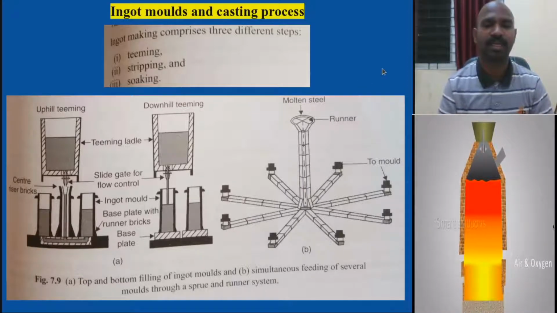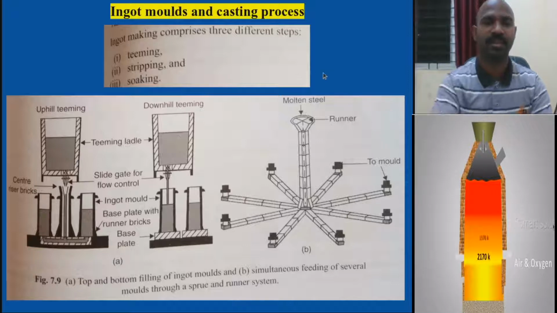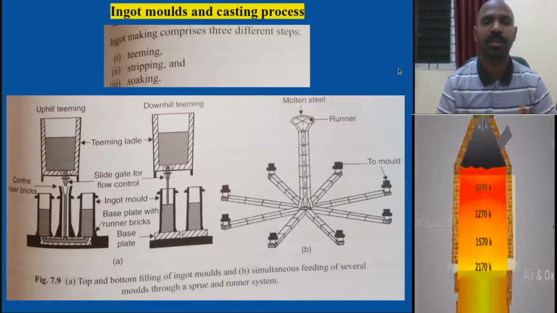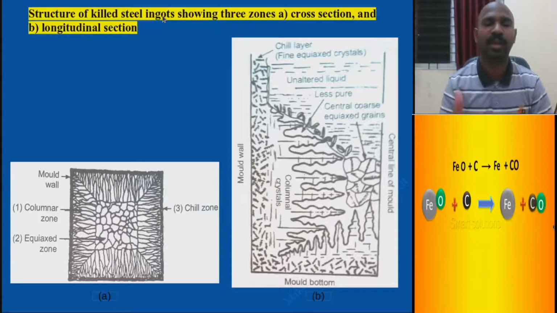A hot working process example is the hot rolling process. It is soaked for 1 hour and taken to the hot rolling process, converting this ingot into plate type or sheet type, depending upon the applications. Please understand these important points. Now let me highlight the structure of ingot casting.